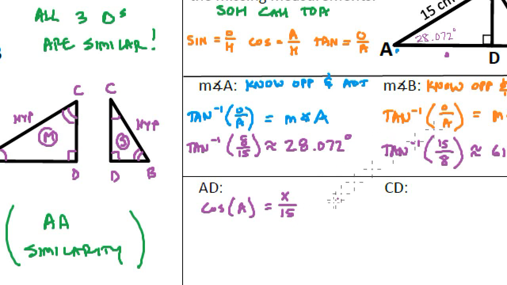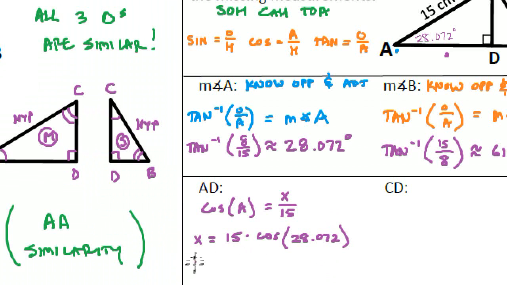There we go. This has the variable on top. That means we're going to multiply both sides by 15, and we end up with x is equal to 15 times cosine of angle A. I'm not going to give you much explanation for this. You should already know this. And cosine of angle A is 28.072 degrees. You should know this part already.